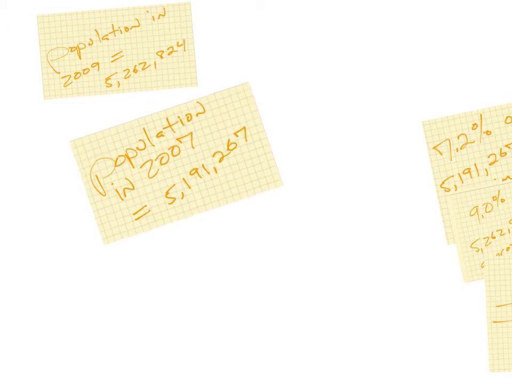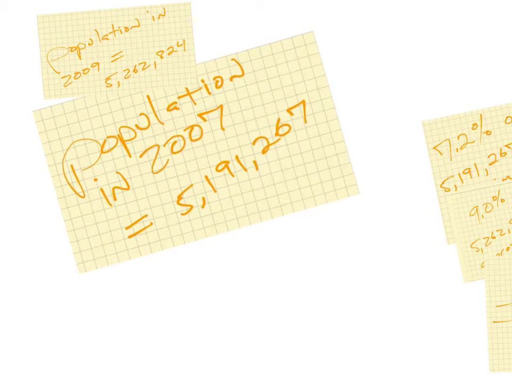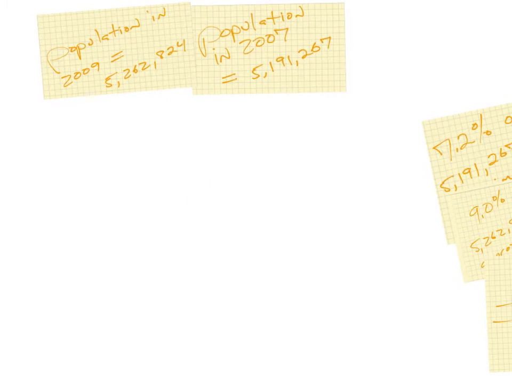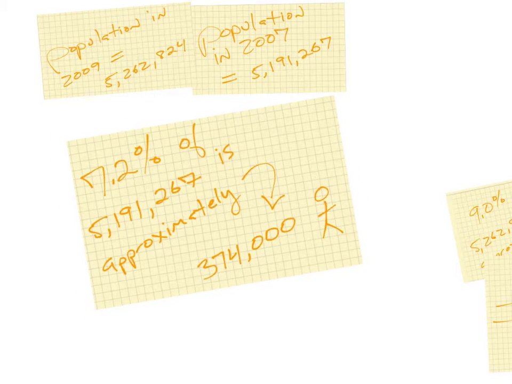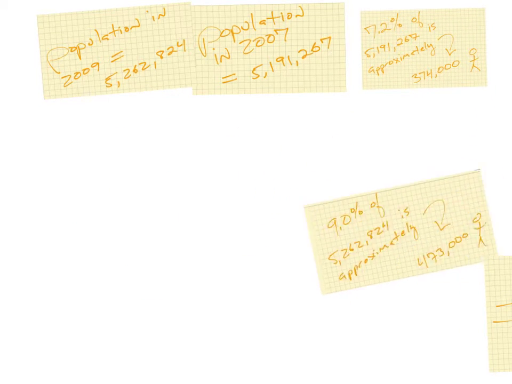We can also see that the population in 2007 was 5,191,267. All right, what does this other note here say? Let's see, it says that 7.2% of 5,191,267 is approximately 374,000 people. So I guess what we can tell from that, because John has done this math, is that in 2007, 7.2% of the population was uninsured, which was 374,000 people. I hope his math is good. I'm going to assume his math is good.